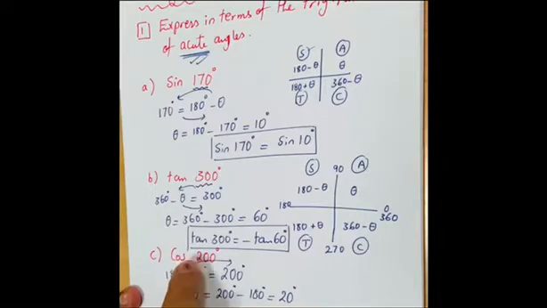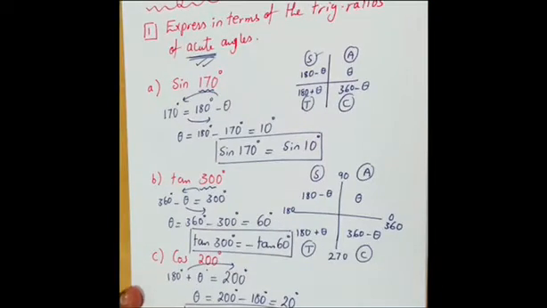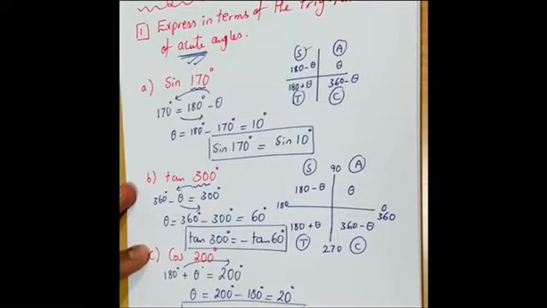But what is the sign of cosine in the third quadrant? The sign of cosine in the third quadrant is negative because tan will take positive. So cosine of 200 is equal to negative cosine of 20. And you can check that easily using the calculator.